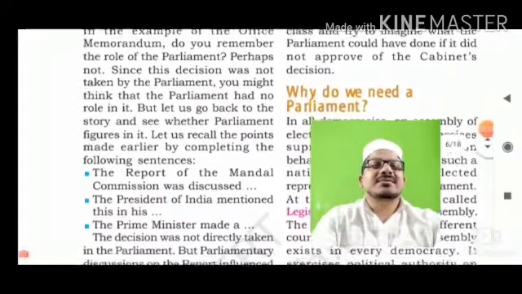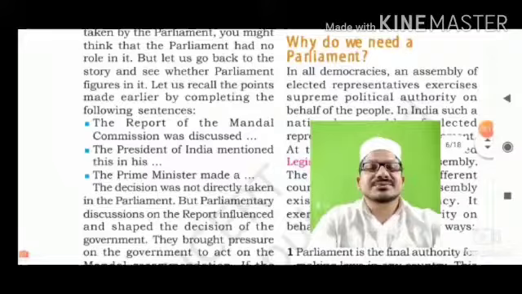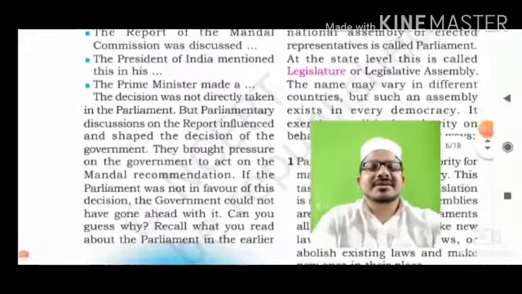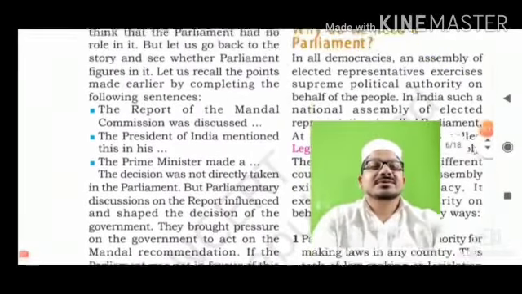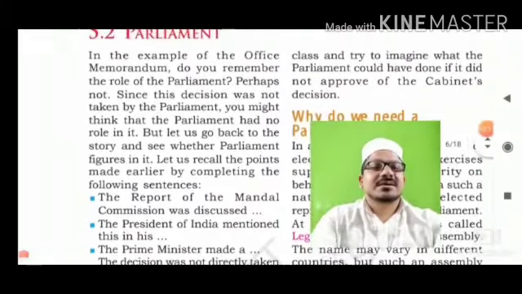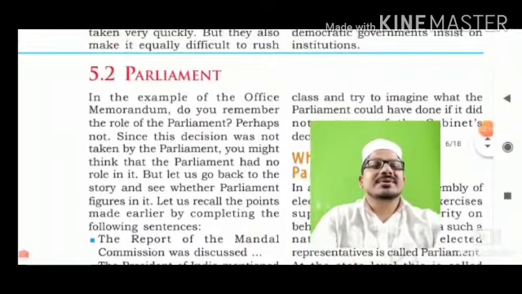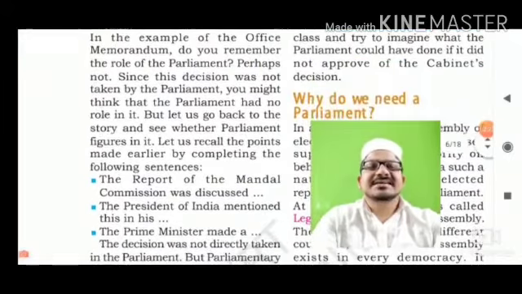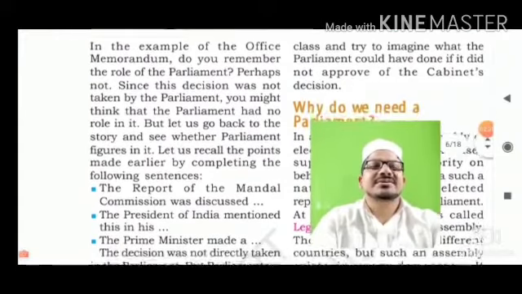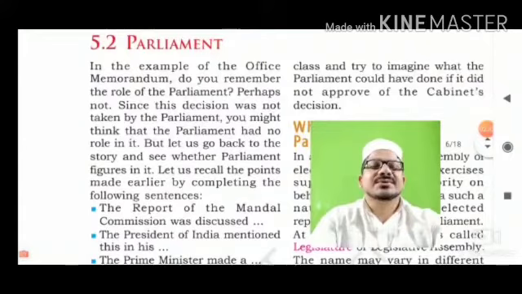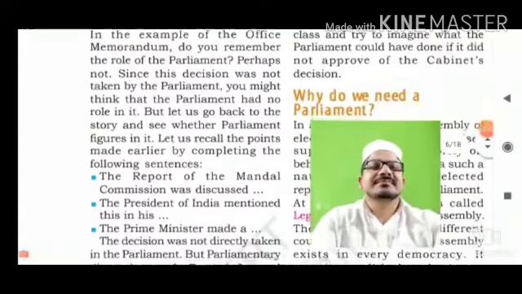At the same time, if the Parliament is not ready to discuss the matter, the government will not be ready to take a decision to implement that recommendation. So it is a case of Parliament. We have given you a general idea about the Parliament and its role in the decision making.